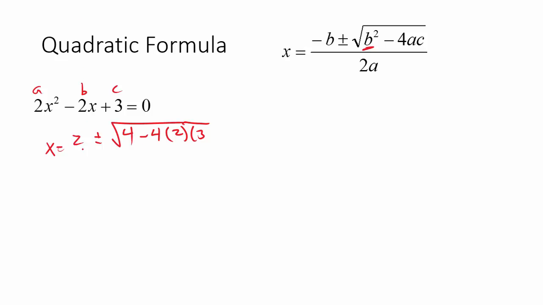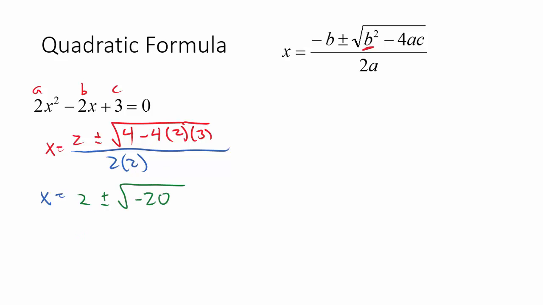And if we keep going here, on the bottom, all over 2a, so that's 2 times 2. So we still keep going here, x equals, and now in here, 4 minus 4 times 2 times 3. Again, you can either punch that whole thing in your calculator, or if you want to do that step by step, you can, but this should be negative 20 in here, so that's 24, 4 minus 24 is negative 20, and then on the bottom, we're going to have a 4 here. So that gives me x is equal to 2, and I'm going to split it into two fractions now, plus or minus.